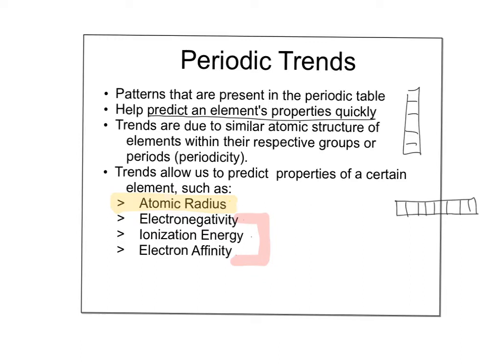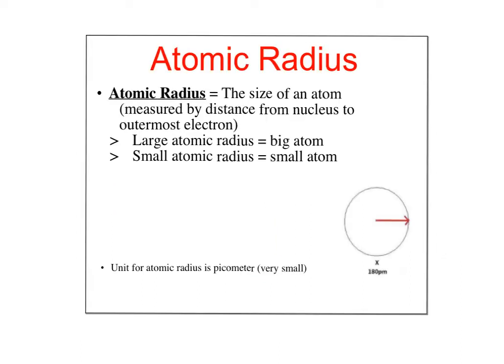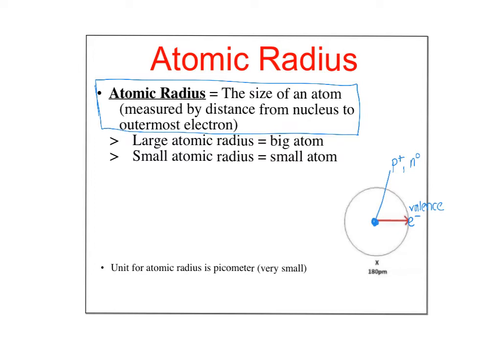So we're going to spend a little bit of time going through atomic radius. The definition, which was one of our learning targets, is that the atomic radius is the size of the atom, and we measure it as the distance from the nucleus, where we have our protons and our neutrons, to the outermost electrons. These are the valence electrons. So we're measuring that distance. The reason it's called atomic radius is that you're used to seeing circles in geometry. The distance from the center of the circle to the edge is called the radius. So that's where it gets the name from.